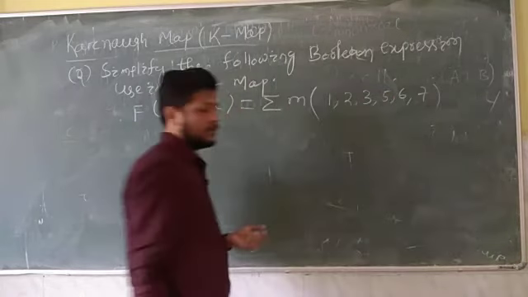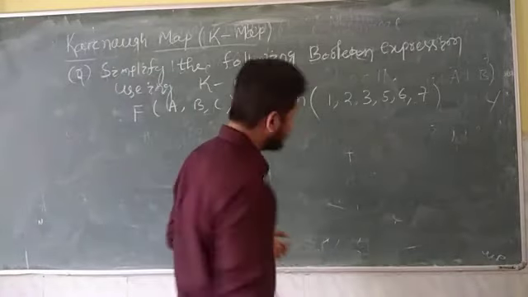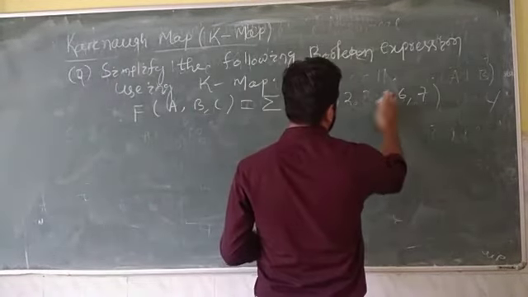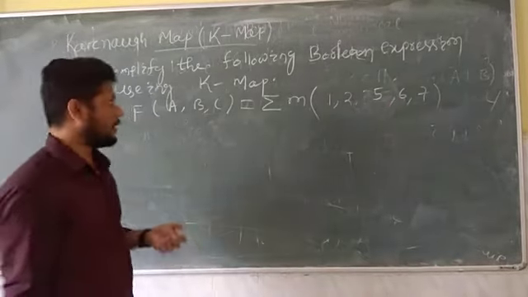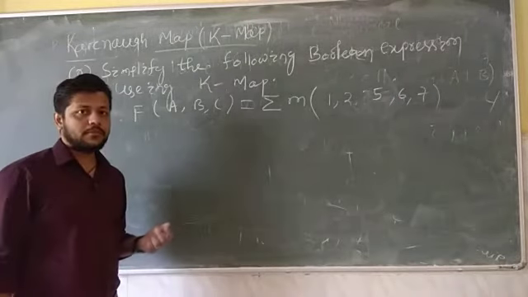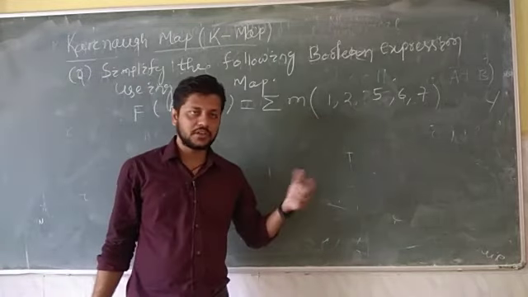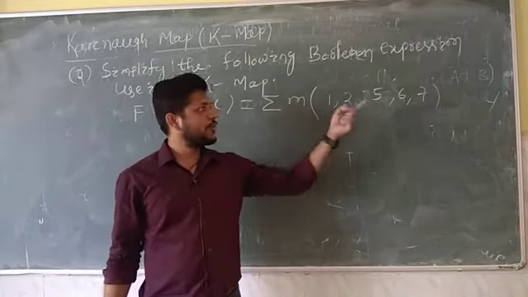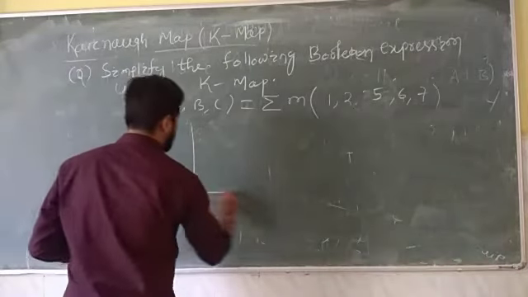Just now I have already explained about the 1, 2, 5, 6, 7. Actually 1, 2, 5, 6, 7 is given. So this is a 3 variable K map. So obviously the min terms this function consists of are 1, 2, 5, 6 and 7. So how to minimize this expression?